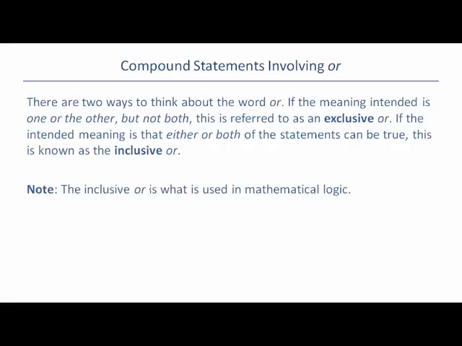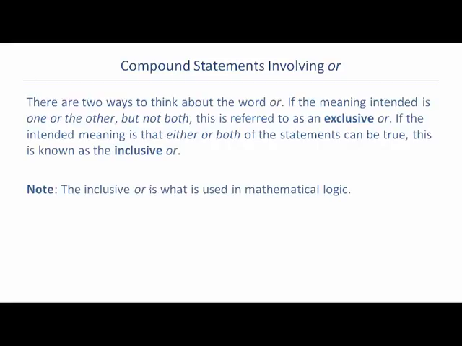So a real obvious example of the exclusive or would be you are either younger than me or older than me. You can't be both. Right? You can't be both younger and older. Some of you might go, yeah, but what if we're the same age? Well, then you're neither, right? You're not younger, you're not older, you're not both.